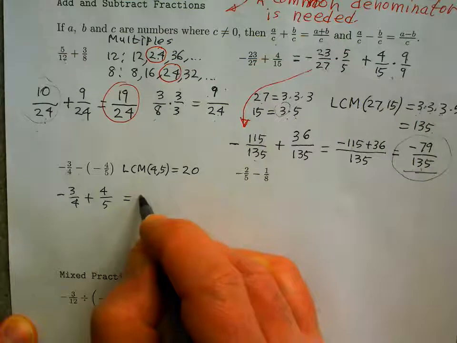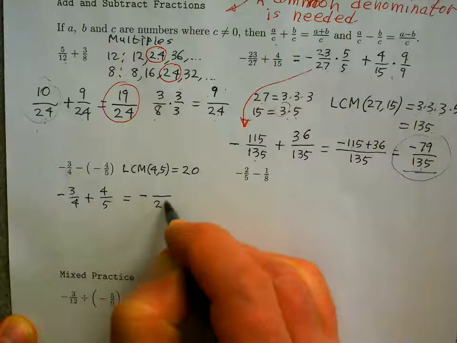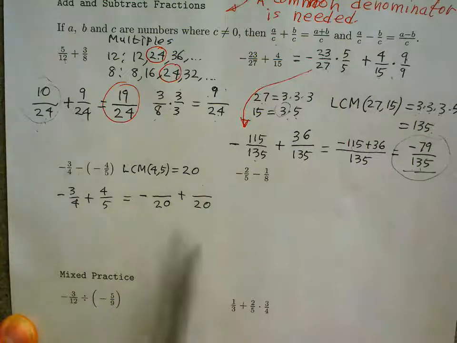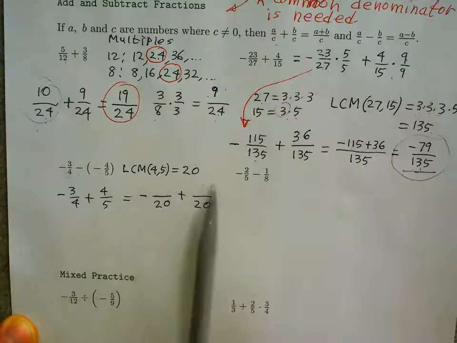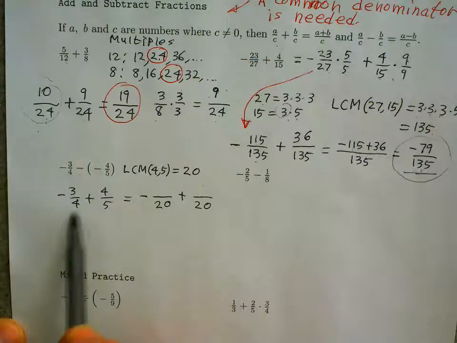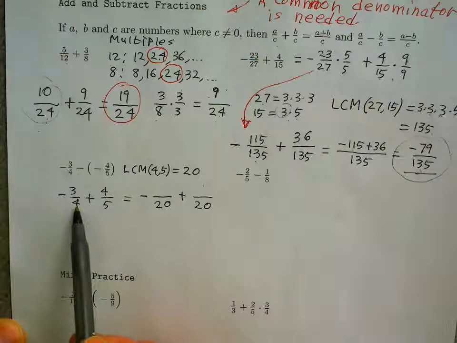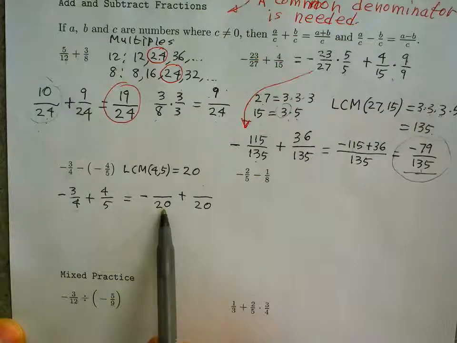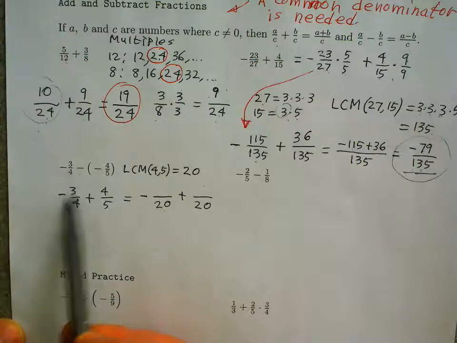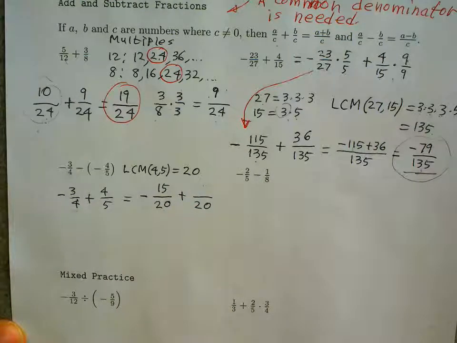Okay, so we can look at it this way. We can change those denominators to 20. And then we change the numerators in the same corresponding way. So this first denominator on the left is 4, but we want the new denominator 20. So if we multiply 4 times 5, we get 20. That indicates that we should multiply the numerator negative 3 by 5. So this numerator becomes negative 15 because 3 times 5 is 15.